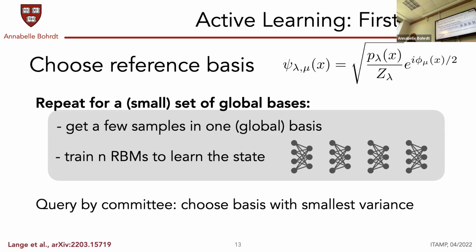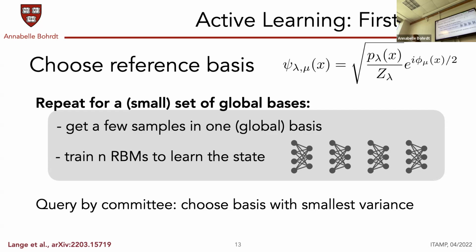And then we do a query by committee. That's why we train a committee of RBMs. We ask which of those bases that we consider has the smallest variance between the RBMs. So we have our ensemble, and we ask in which reference basis, this is important, because this is where we will get our amplitudes from, will lead to the smallest variance. So in which measurement basis do they agree most? And that's what we choose as the reference basis.